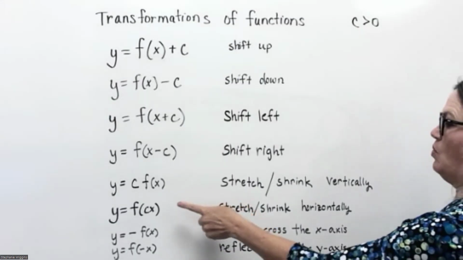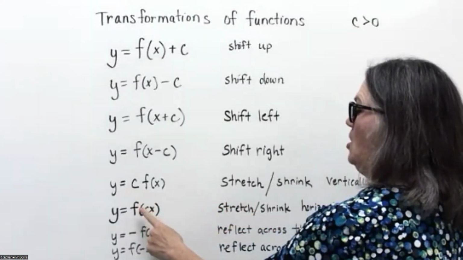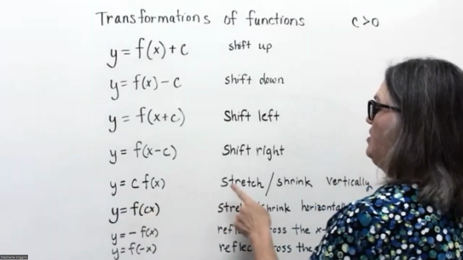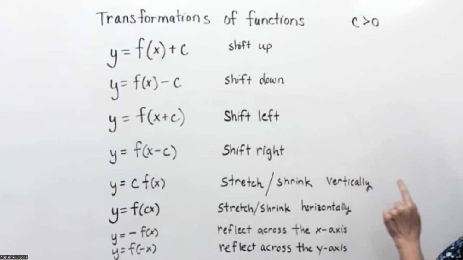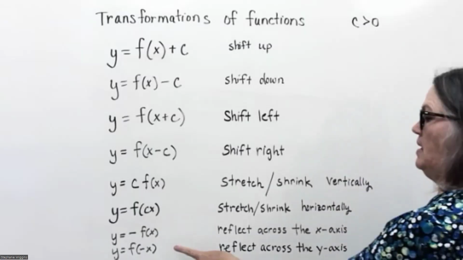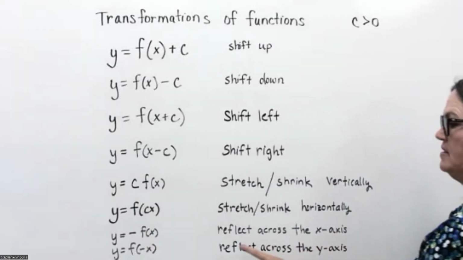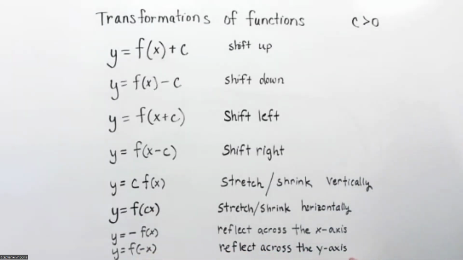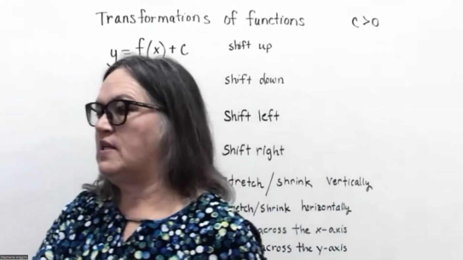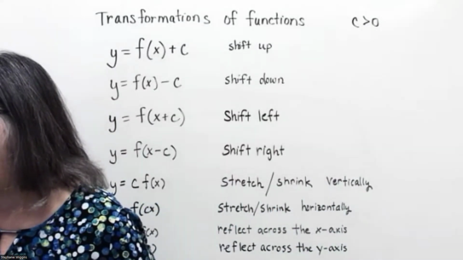And then here, we're actually transforming the function because the shape changes and the orientation changes when you reflect. So when you multiply by a constant on the outside or the inside, it's going to stretch or shrink vertically. It shrinks if c is less than 1. And here, if you multiply by a negative on the outside, it reflects across the x-axis, and on the inside, it reflects across the y-axis. So let me go ahead and share my screen so we can look at some examples.